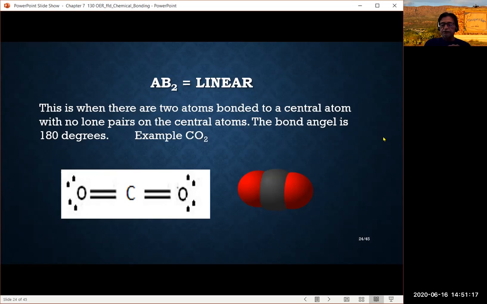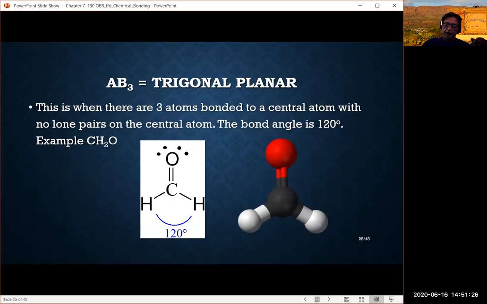The AB2 was linear. We went through carbon dioxide to come up with the formula. 180 degrees.